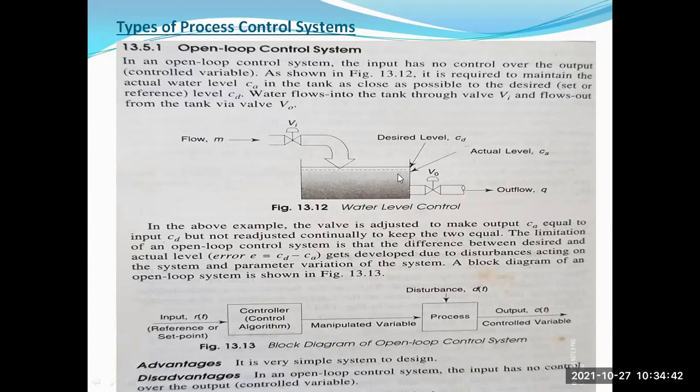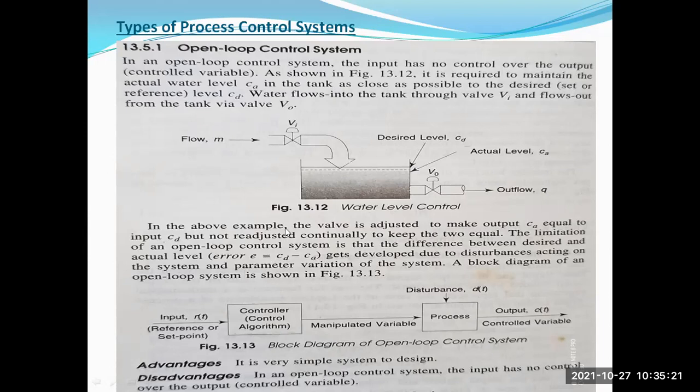Okay, and one limitation of this open loop control system is the difference between the desired and actual level. So this is basically an error. Here you can see this is the desired level, and this is the actual level. So the difference between the desired level and actual level is called the error. We have to denote it as E equal to CD minus CA, where CD is the desired level and CA is the actual level.